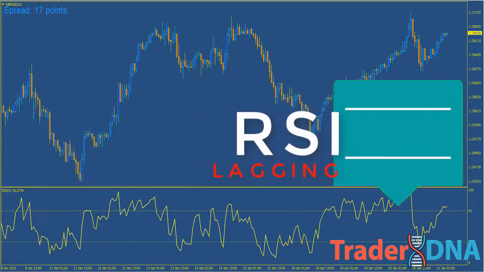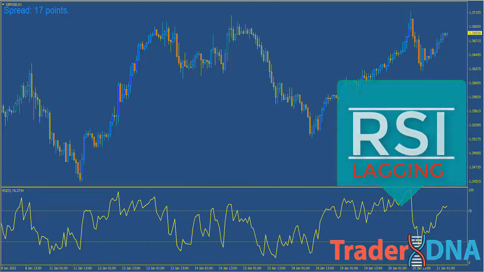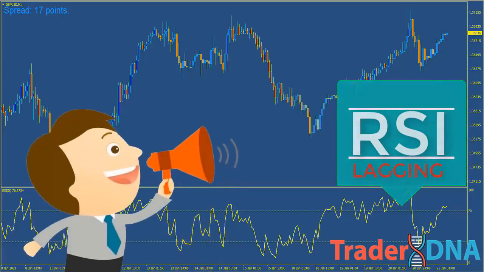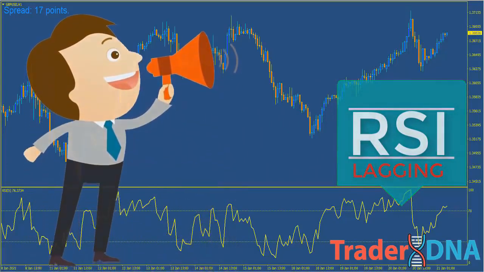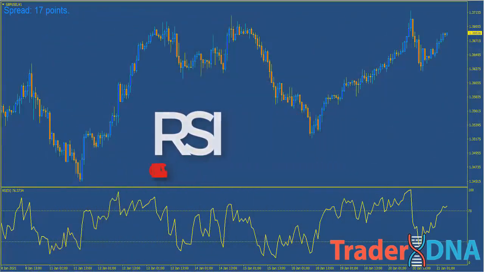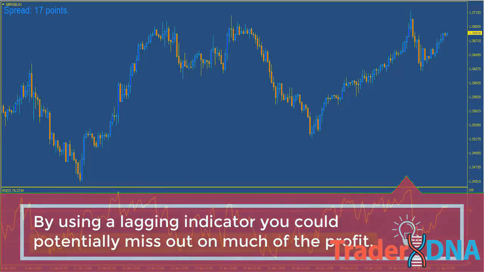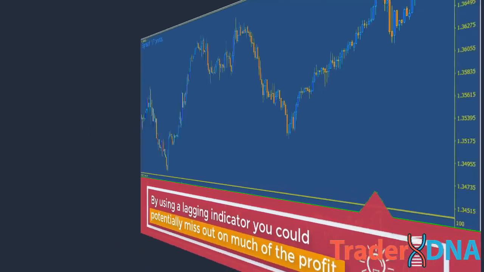RSI, in its nature, is a lagging indicator. A lagging indicator gives a signal after the trend has started and basically informs you, "Hey buddy, pay attention, the trend has started and you're missing the boat." And the downside is that you'd be a little late in entering a position. Often the biggest gains of a trend occur in the first few bars, so by using a lagging indicator you could potentially miss out on much of the profit.